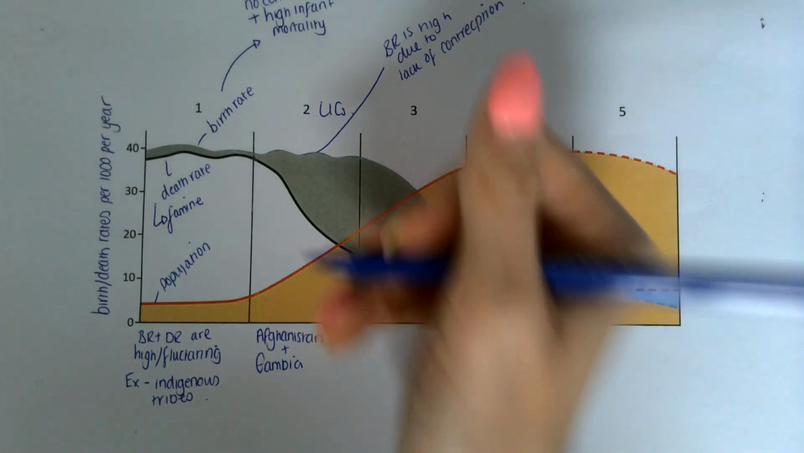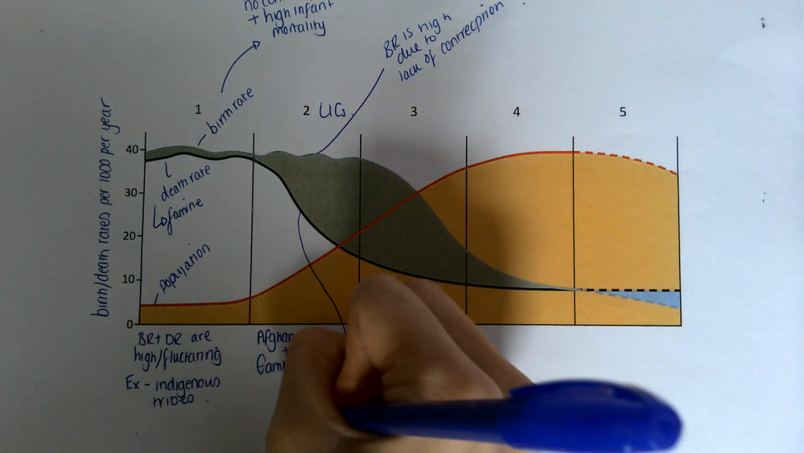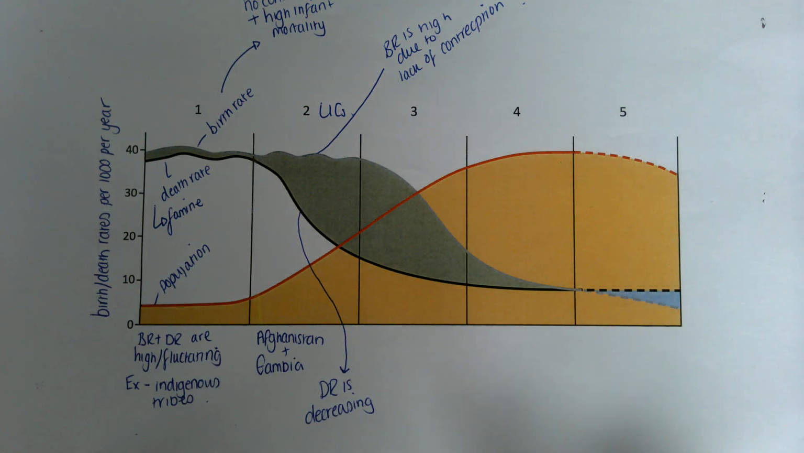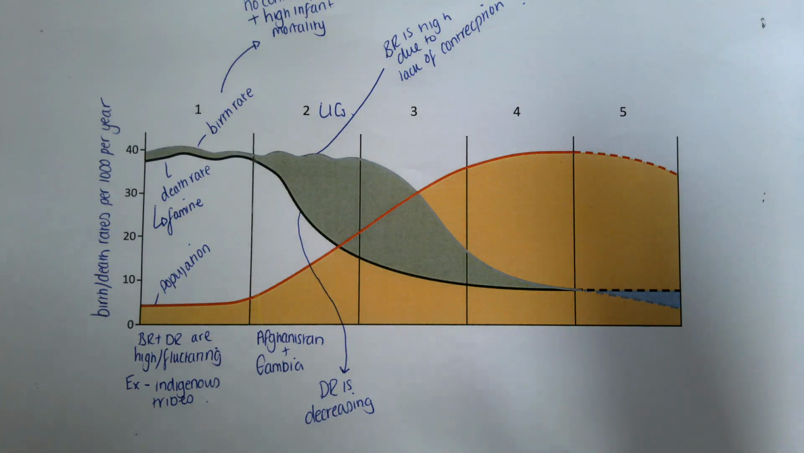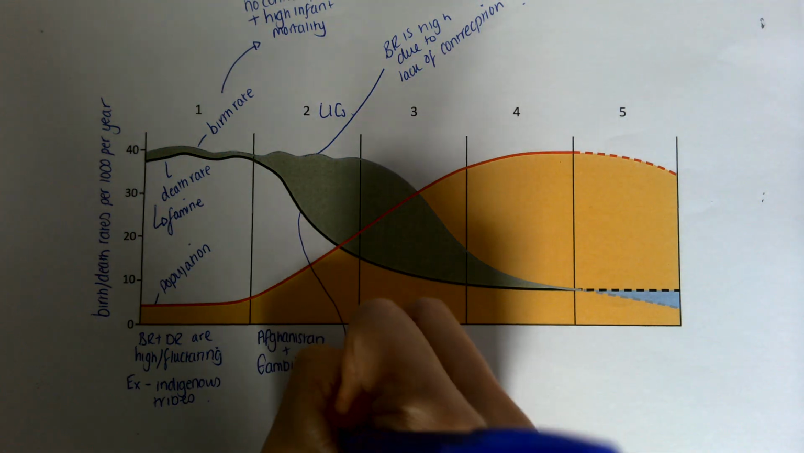However, you will notice your death rate is decreasing, as they are getting better access to healthcare. It's not perfect like in a HIC, like in the UK, but they are having access to certain types of healthcare, for example with malaria or HIV, or having access to water. So your death rate is decreasing due to healthcare improving.